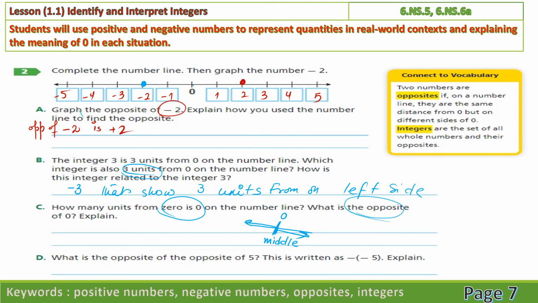What is the opposite of 5? Of course, the opposite of 5 is negative. Now this is written as -5. Why? Because negative side means this negative, and -5 means that on the left side the 5 unit distance is covered.